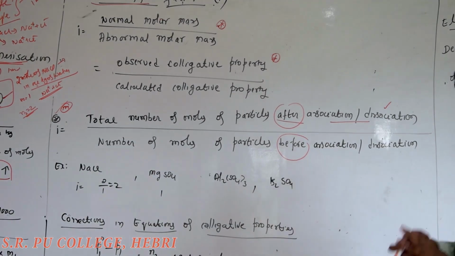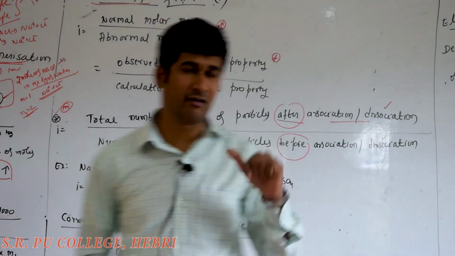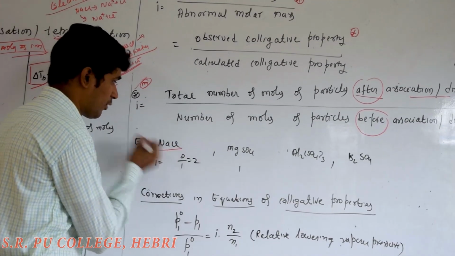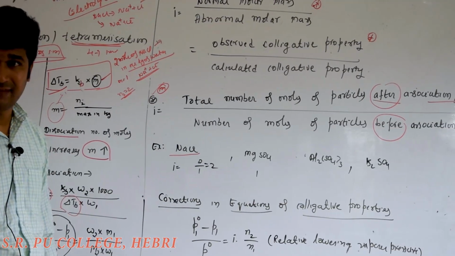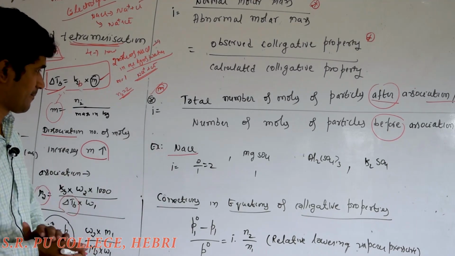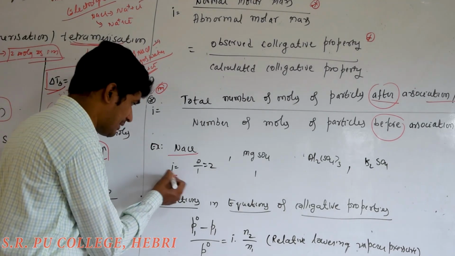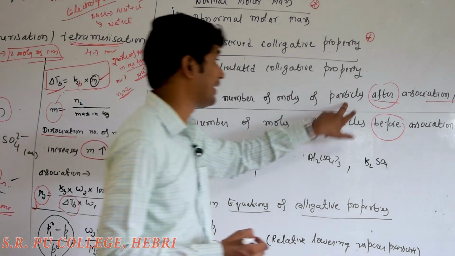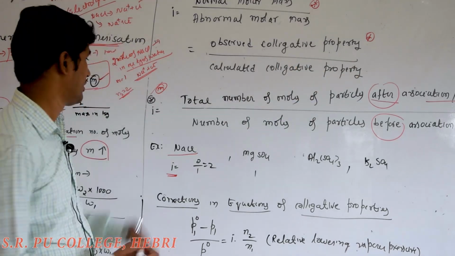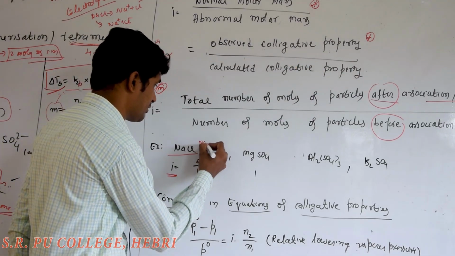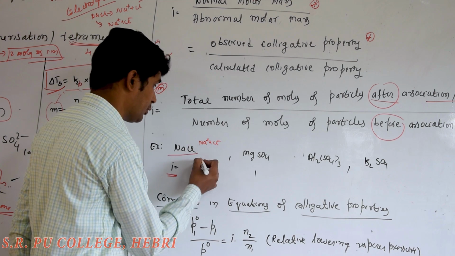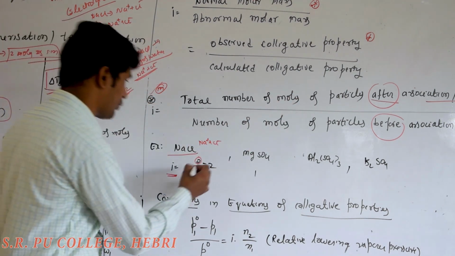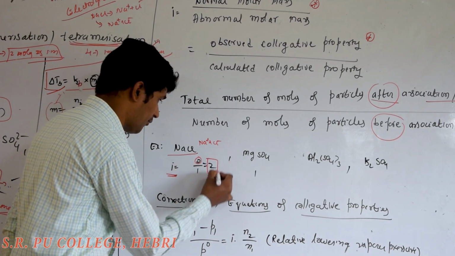Remember this. Now, how to calculate the value of i for different electrolytes? Example, if sodium chloride is given, what is the value of i for sodium chloride? 1 mark question. How do you find it? i is equal to the total number of moles of particles after dissociation. So how many particles will be produced? Na+ and Cl-, 2. Before it is 1. So 2 by 1. i is equal to 2 for sodium chloride.